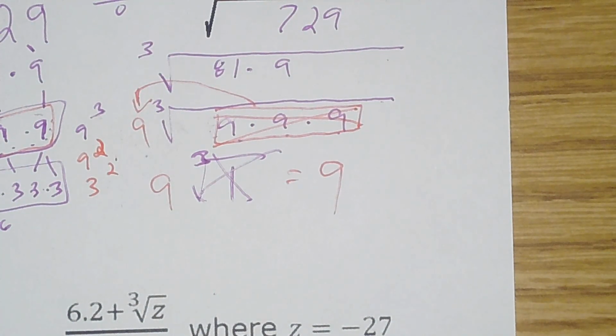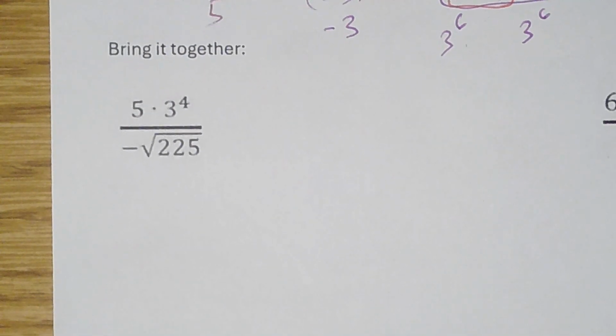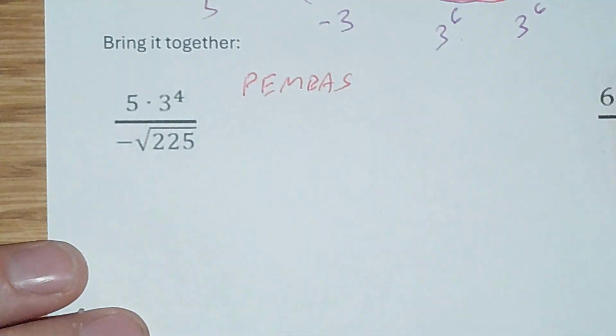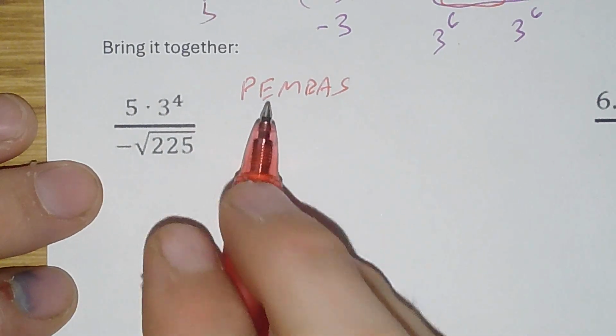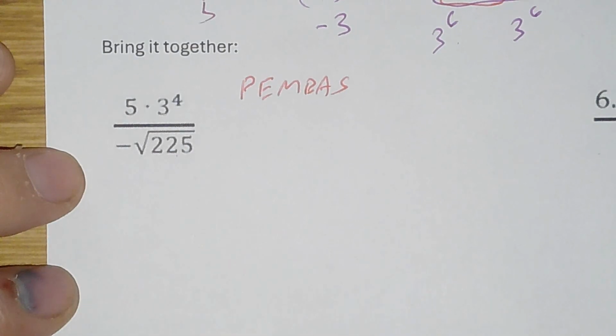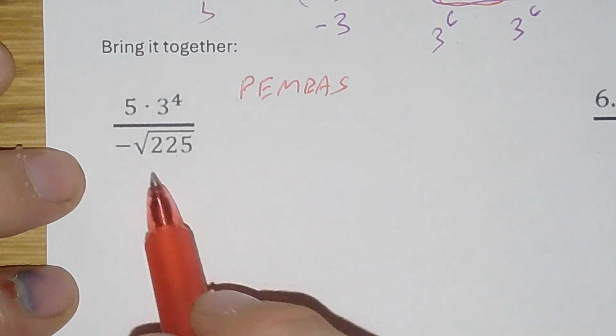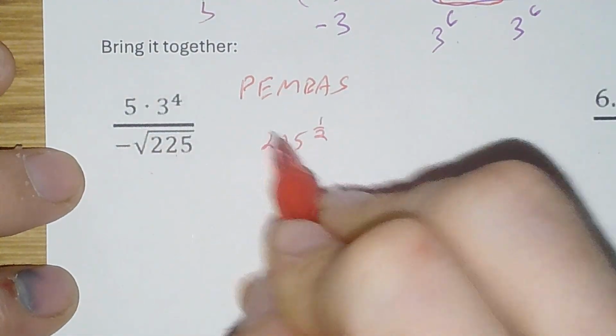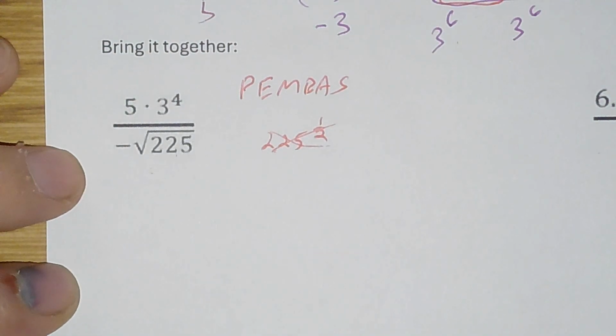All right, so now let's bring all this stuff together and work out a problem or 4. Okay, so here we go. We got this one right here. Now you got to look at your order of operations. Remember PEMDAS: Please excuse my dear Aunt Sally. All right, first thing you do is work everything in parentheses. There's nothing in parentheses. Then you work your exponents. A radical is treated like an exponent, okay? Because technically it is. Technically this is 225 to the 1/2.